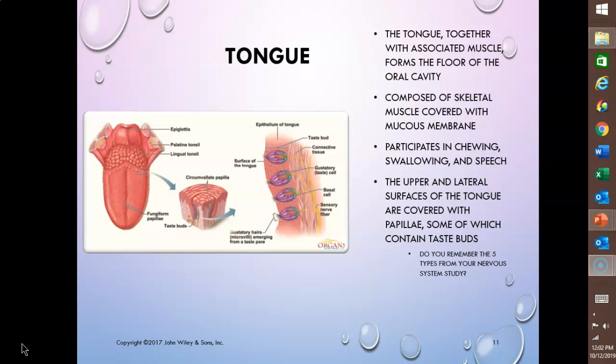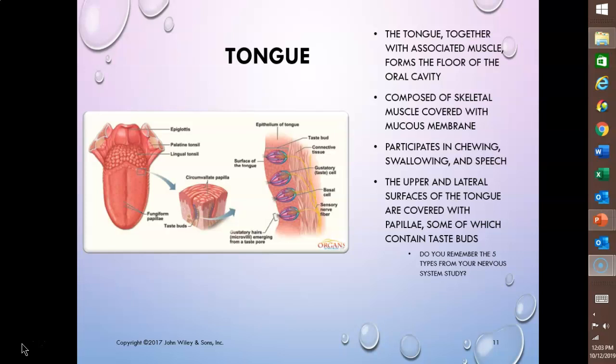The upper surface and the lateral surfaces of the tongue are covered with papillae, which are little finger-like projections that are covered with stratified squamous epithelial cells. Many of these papillae contain taste buds, which are our taste receptors. Some papillae don't have taste buds, but they contain receptors for touch, and they also help to increase the friction between the tongue and the food, making it easier for the tongue to move food around in the oral cavity.